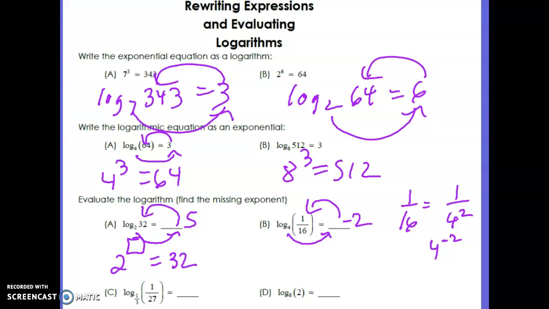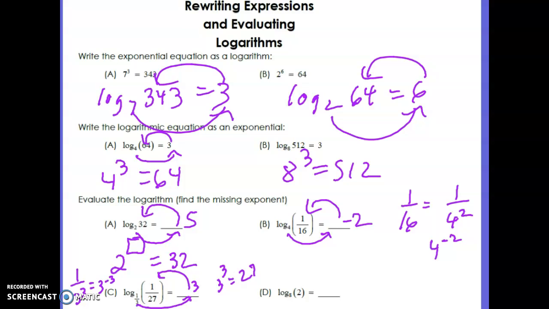And this one, 1/3 to the what power equals 1 over 27. Well, what is 1 over 27? 1 over 27 is equal to 1 over 3 cubed, right? So you can think of that as 3 to the negative 3. I think it might be easier to do this: 3 cubed is 27. So the exponent that we need is going to be a 3.